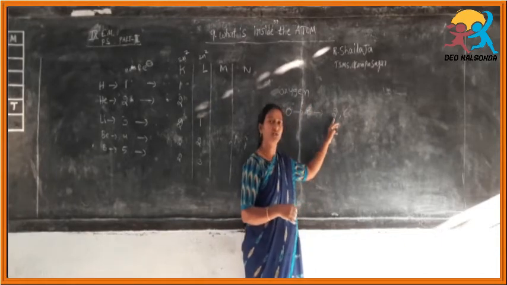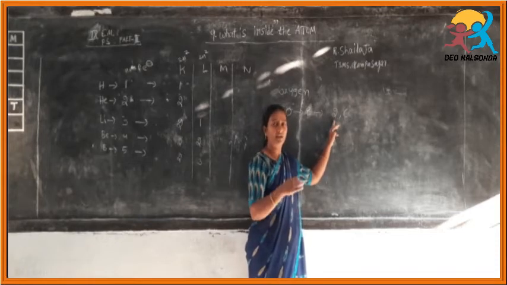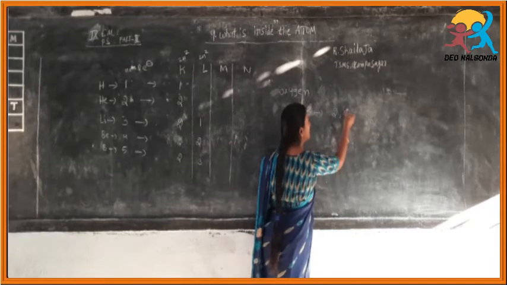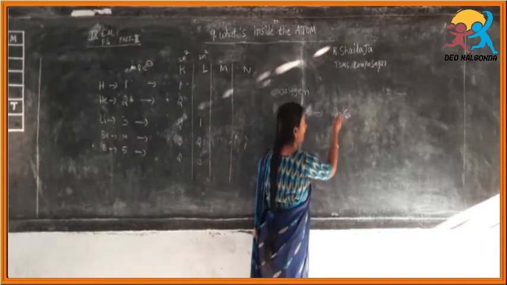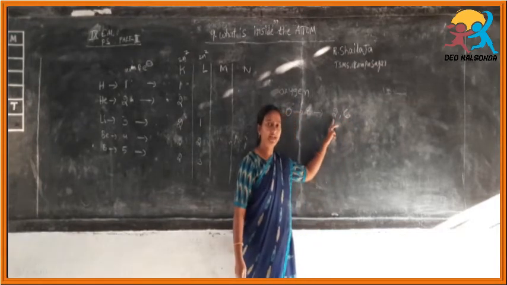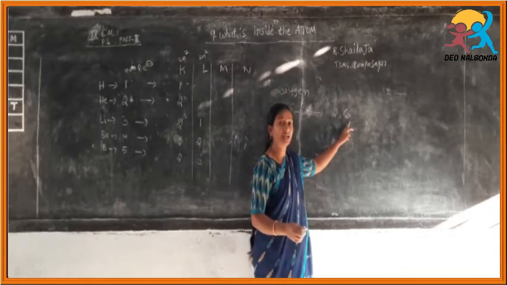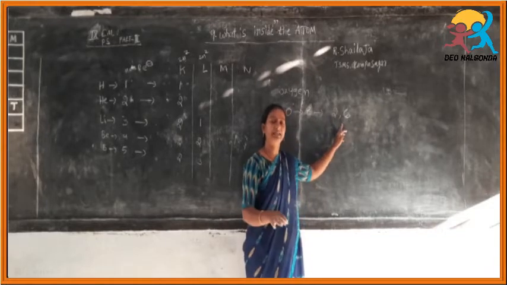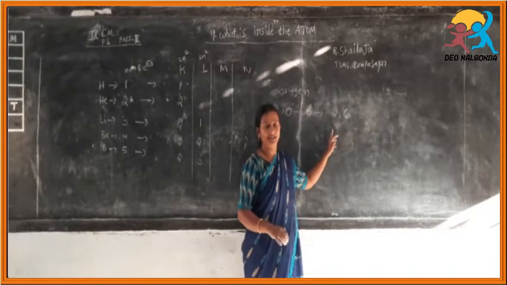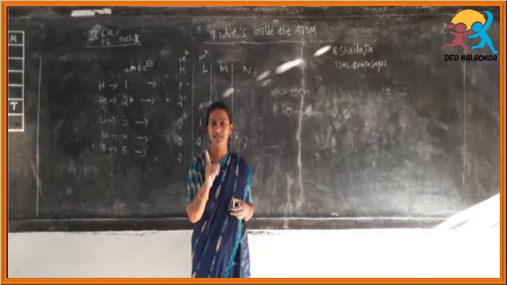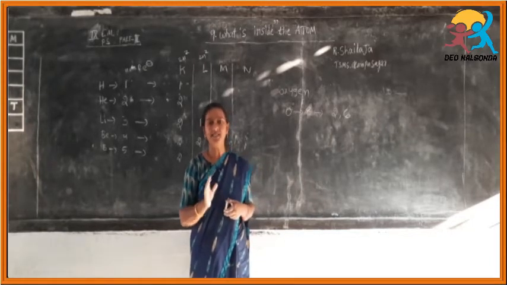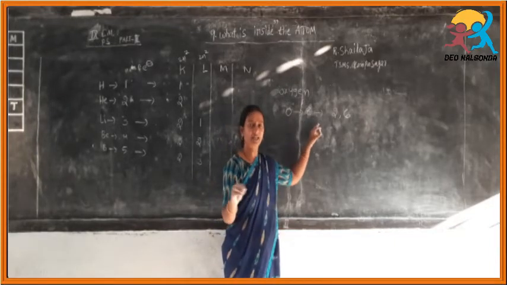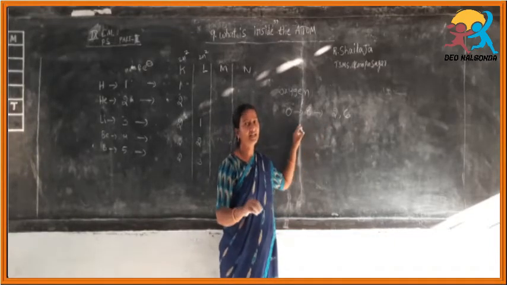In the first shell, the K shell, we fill 2 electrons. After completing the first shell, the next electrons enter the second shell. Once the first shell's 2 are completed, the remaining 6 electrons enter the second shell, which is the L shell. So we simply write it as 2,6. This 2,6 represents 2 electrons in the first shell and 6 electrons in the second shell. This is how we write the electron distribution, the simple electronic configuration.